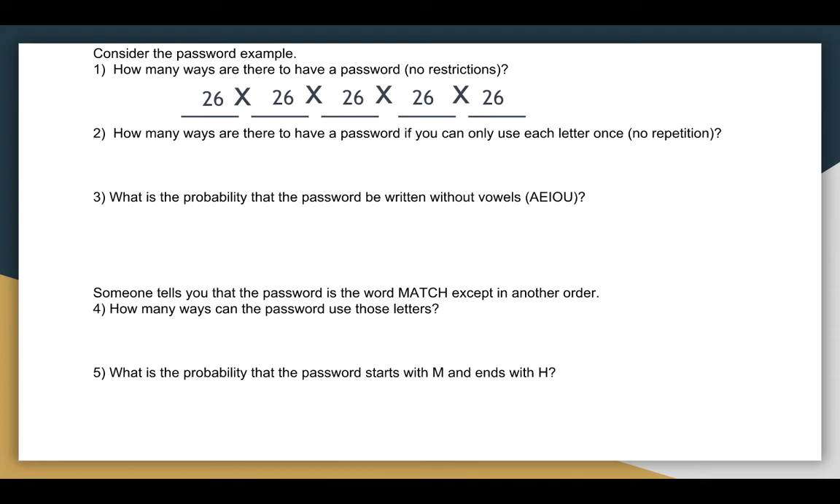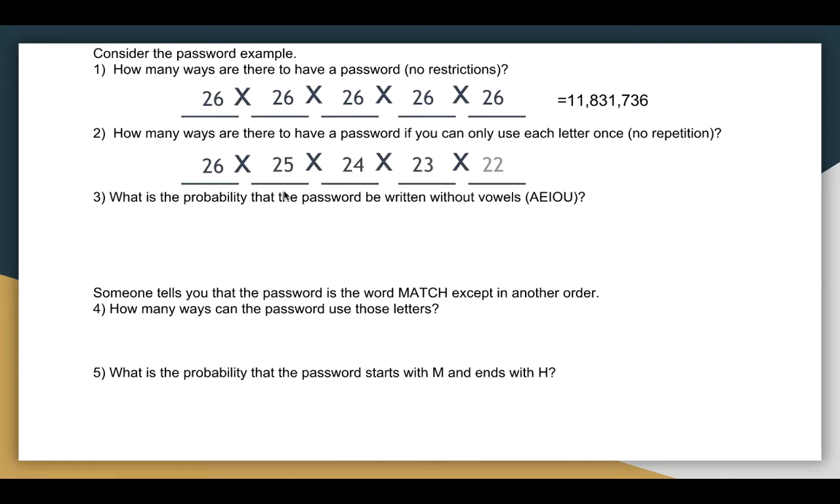How many ways are there to have a password if you can only use each letter once? So you lose a letter every time you do a password. You can set up, ask yourself the question, how many ways would there be for the first letter? Well, you haven't lost a letter yet, so 26. Now you've lost a letter, so 25, 24, 23, 22. And so that way it would be a little bit less, 7,893,000. And for the probability the password is written without vowels, we just take out those 5 letters and ask how many ways can we put the first letter. So there's 21, and then 21, and 21, and 21, and 21.